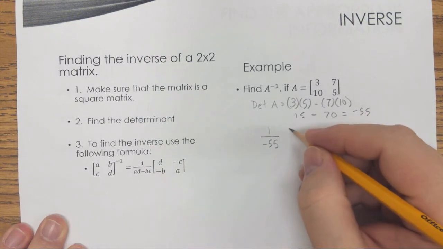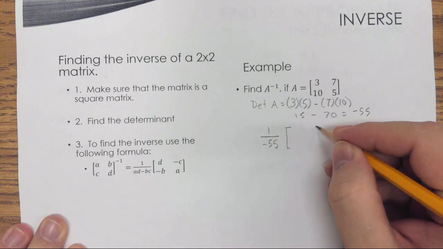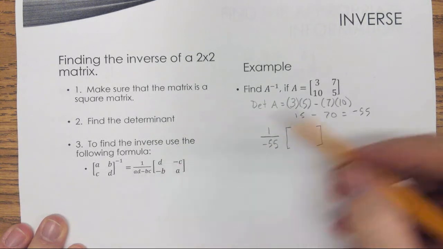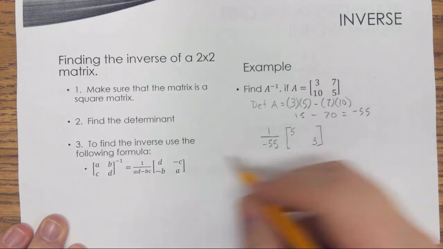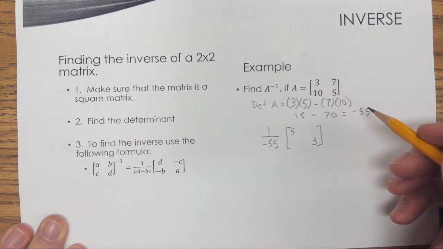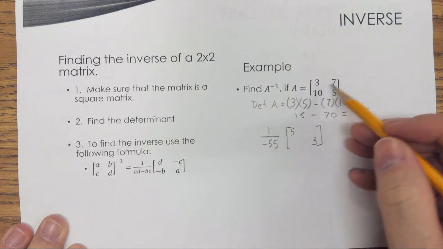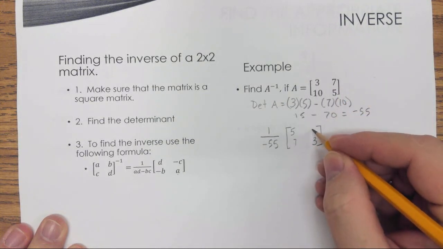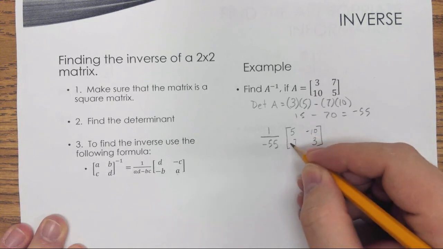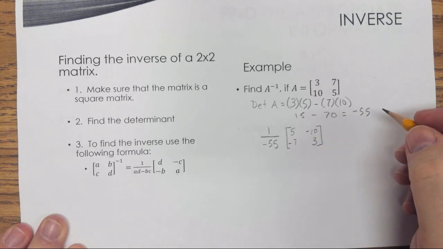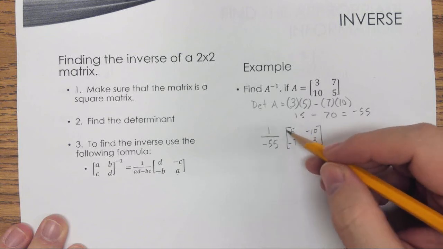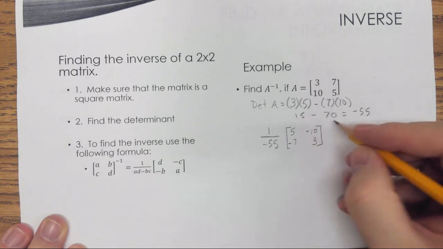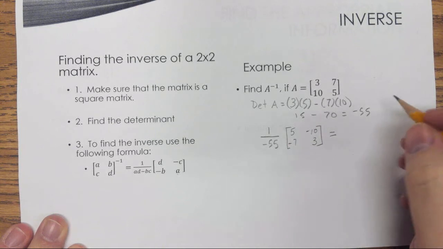Okay. Then I'm going to move some things around here and change some signs. So D moves in the place of A, 3 moves in the place of D. So I flip A and D around. Then I flip B and C around, so this is 7, this is 10, and I change the sign on those. Alright? Okay, now that I've done that, I'm going to multiply this through to each element in this matrix, and that's going to give me my inverse.